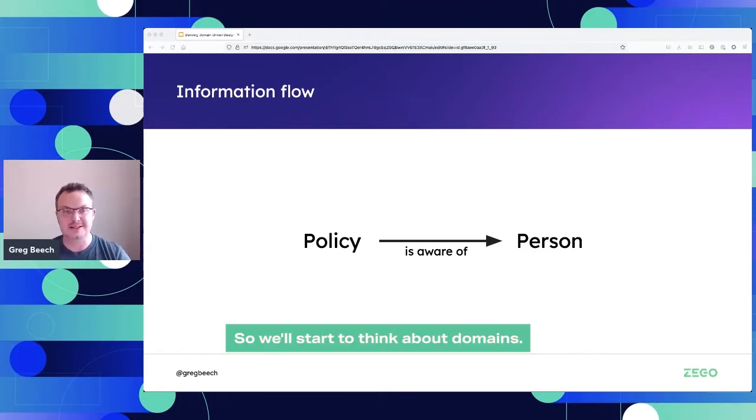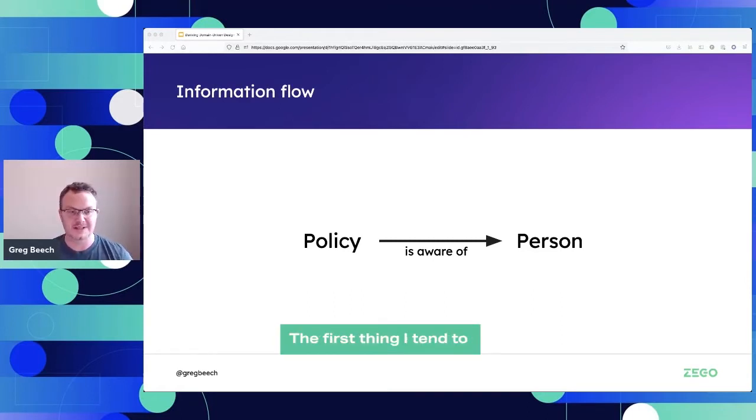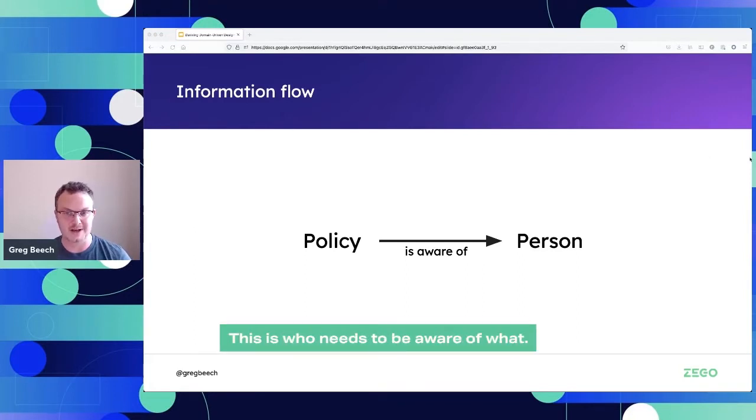So when I'm starting to think about domains, the first thing I tend to look at is information flow. And when we think about these two things, a person can exist without a policy because when you're born, you don't have an insurance policy, whereas a policy cannot exist without a person. Because a policy needs to have a policyholder, and they don't always have to be a person. Sometimes they can be a company or something else, but even those have to be people. So ultimately, a policy needs to be aware of a person. And bear in mind, this isn't any kind of relationship diagram. This is just the information flow. This is who needs to be aware of what.